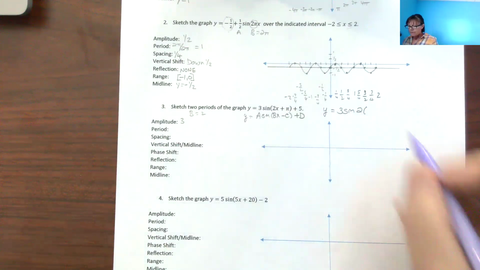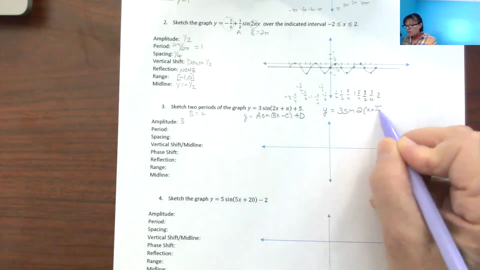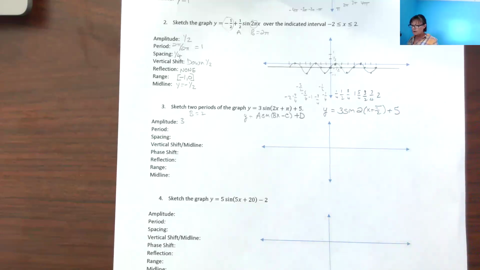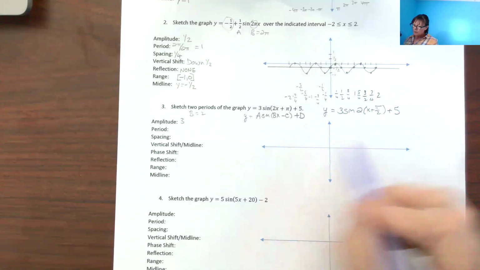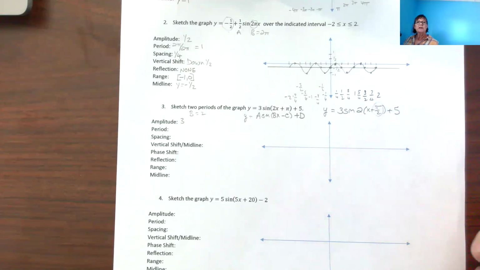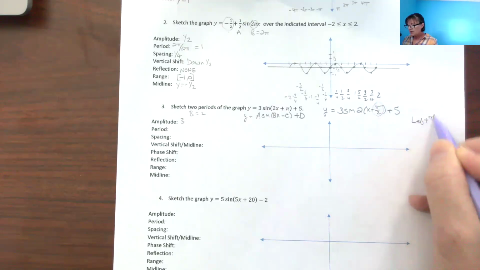Of x plus pi over 2 plus 5. That's what we got going on there. All right, so what did that do for us? Well, the value of b didn't change. It's still 2. But what that did is show us our phase shift. And so this is like a horizontal shift. So this is going to go, the phase shift is left pi over 2.